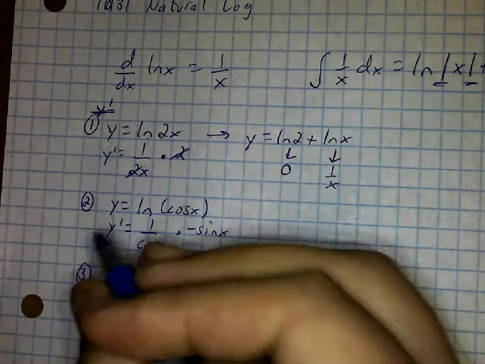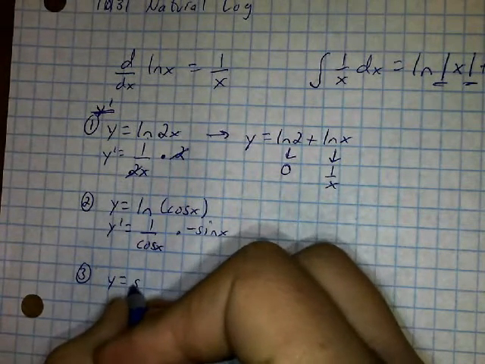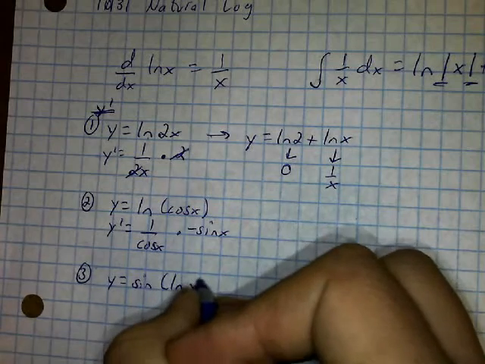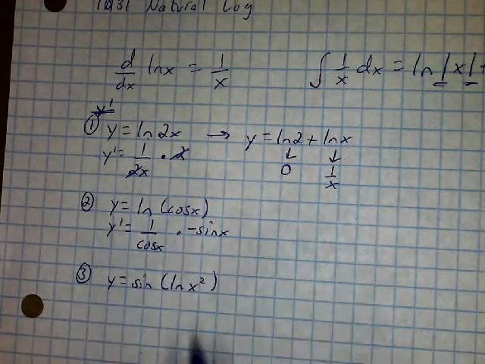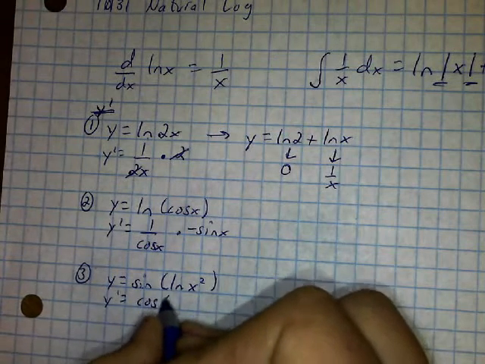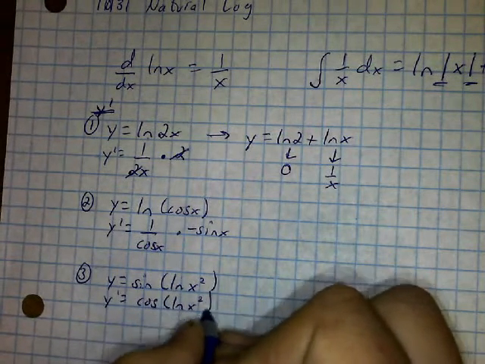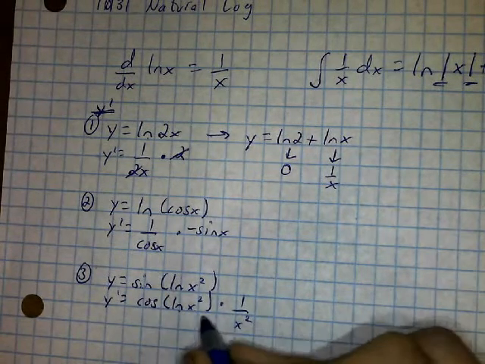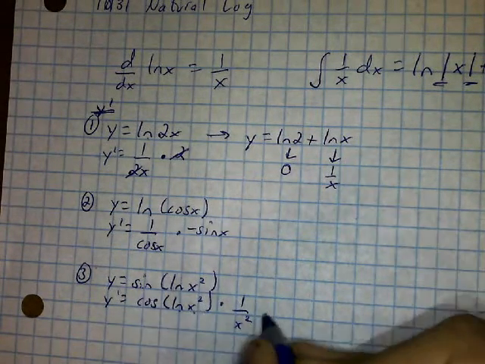Number 3. We have y equals sine of the natural log of x squared. Derivative of the outside is cosine. Derivative of the inside is 1 over x squared. Derivative of the next inside is 2x.